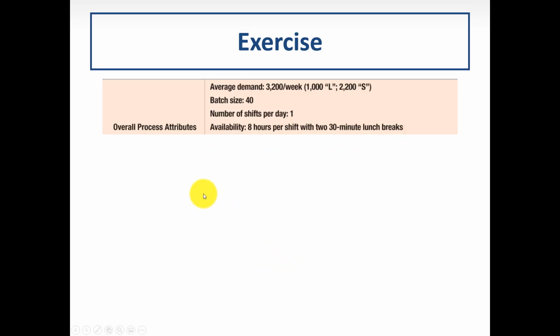So let us start. This is our data. These are the attributes that we have: an average demand of 3,200 units per week, batch size 40, number of shifts per day 1, in which people work 8 hours, but they have two 30-minute lunch breaks. What does that really mean? It means they only work effectively 7 hours a day.